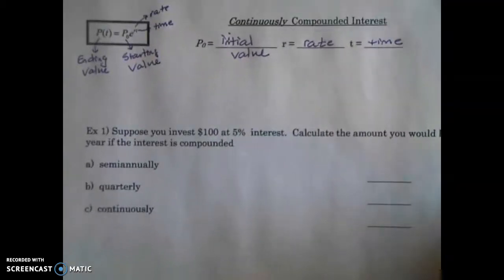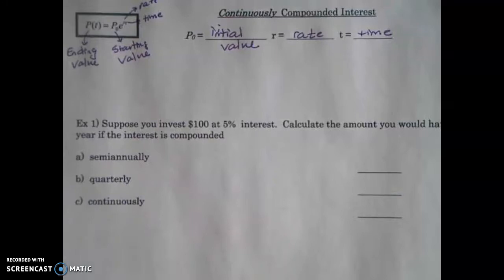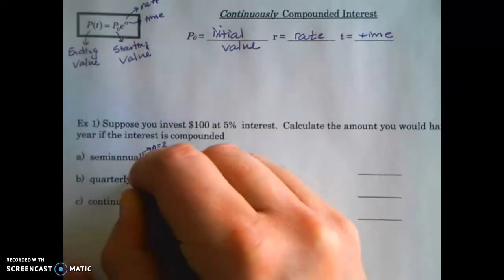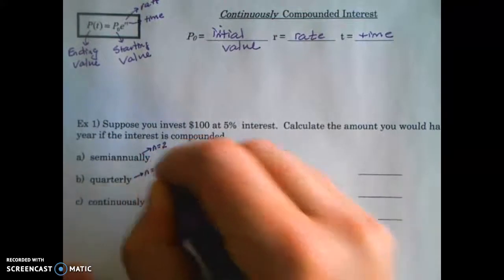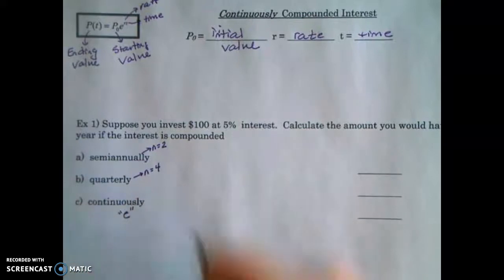So here's something that it might look like. It says, suppose you invest $100 at 5% interest. Calculate the amount you would have after 1 year if the interest is compounded semi-annually, quarterly, or continuously. Semi-annually, let's think N equals 2. Quarterly, we're going to think N equals 4. Continuously, we need to use that formula that has e in it.